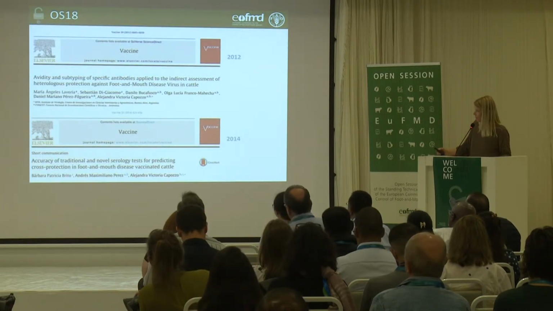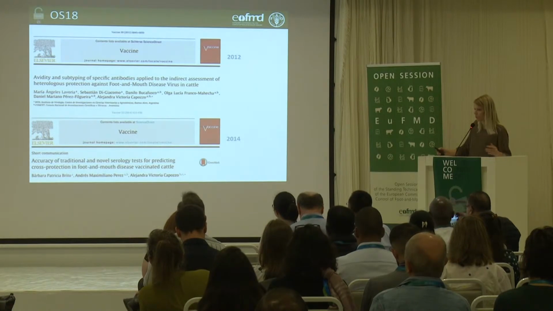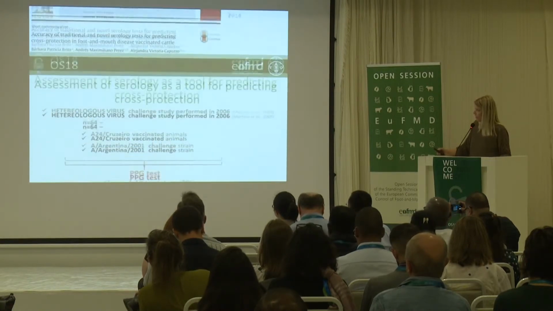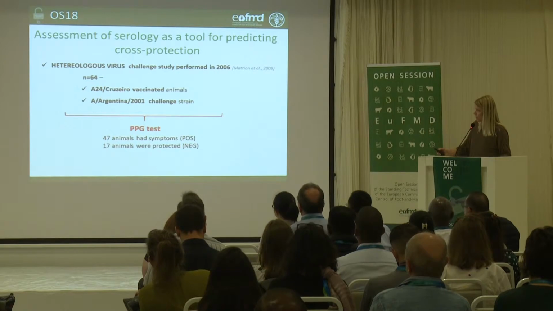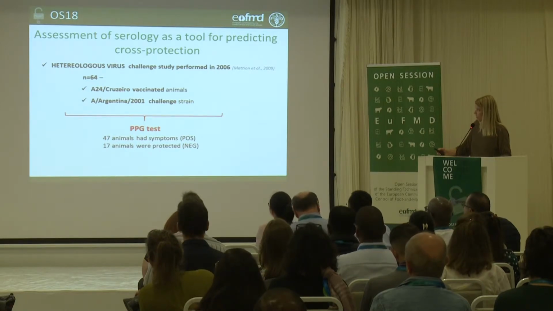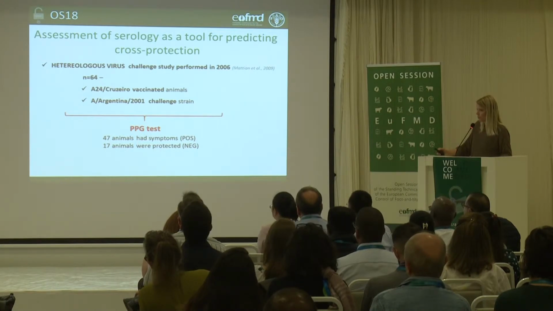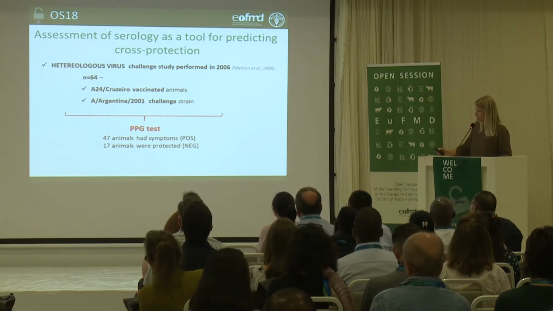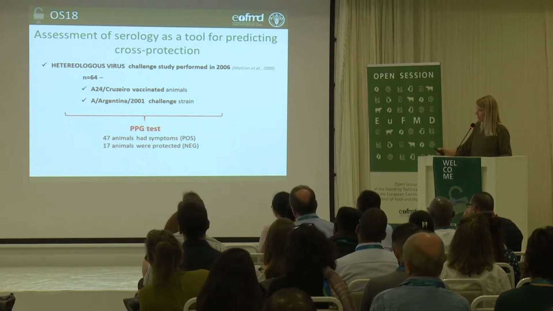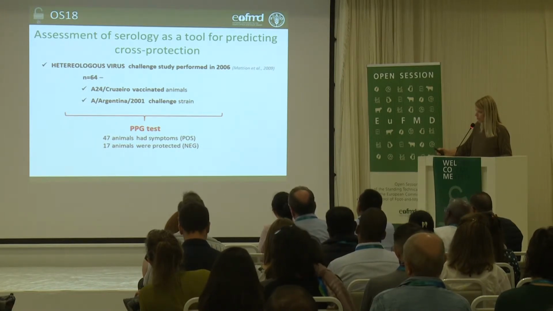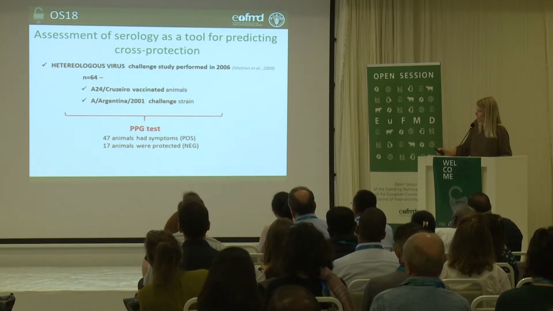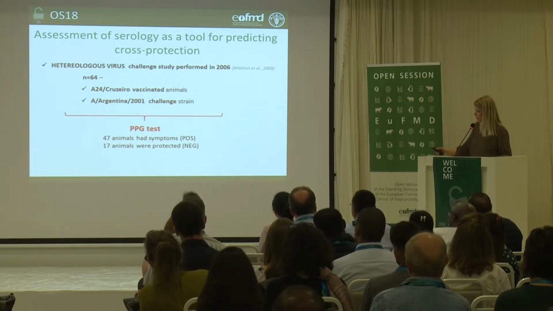So we published 2 papers quite long ago. I'm going to go through them quite quickly. But the thing is that we used a heterologous challenge study that was performed in Argentina in 2006, and we used 64 samples of animals that were vaccinated with A24 Cruzeiro, that's a vaccine strain, and they were challenged with a field virus, the A Argentina 2001. And so, after challenge, we saw that 47 animals had symptoms and 17 were protected.